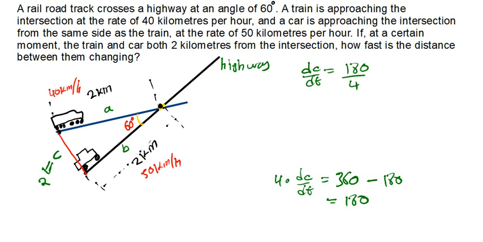So the rate of change of c with respect to time is going to be equal to 45. In this case we're using kilometers per hour, as we have been given hours there. So the distance between them is changing at the rate of 45 kilometers per hour.